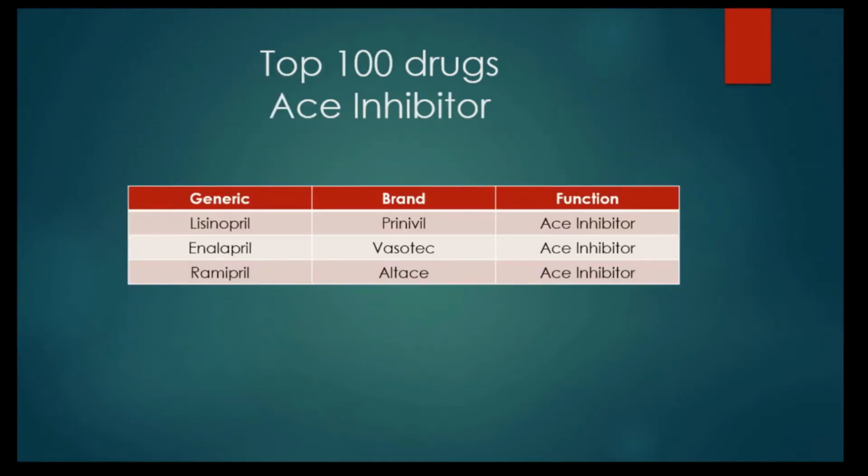So to start, we are going to go through the ACE inhibitors. We've got lisinopril, brand name is going to be Prinivil. The function, of course, is ACE inhibitor. All these are going to be ACE inhibitors. Next one is going to be enalapril, and the brand name is Vasotec. Third, we've got ramipril and Altace.